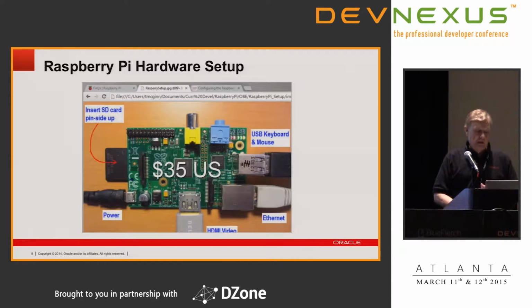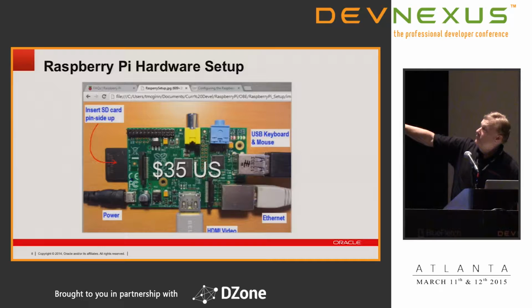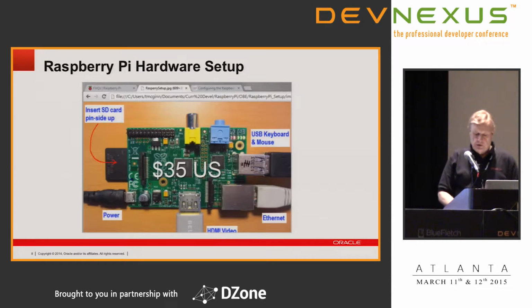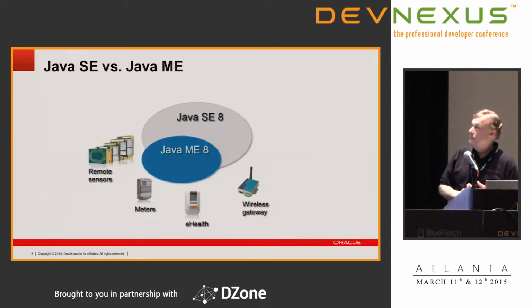So here's a picture of it. Got the SD card over there, the power. You could hook up a USB keyboard and a mouse. There's the Ethernet, and that's the general layout of the board. On the upper left is the 26 pin pinout.